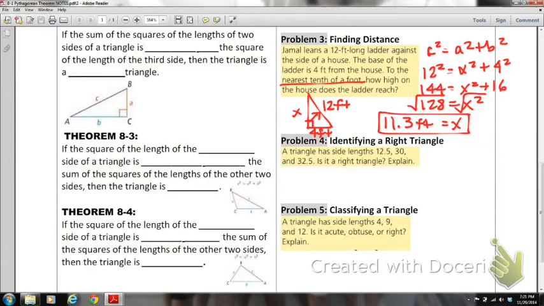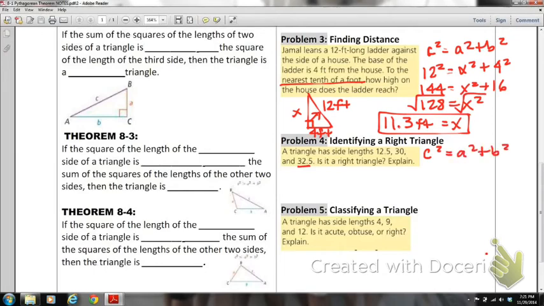The next problem, problem 4, identifying a right triangle. So the question is, you've got a triangle that has side lengths of 12.5, 30, and 32.5. Is it a right triangle or not? And explain why or why not. So here, this is the converse of the Pythagorean theorem. You take the longest side, which is 32.5, and you're going to put that in for c.